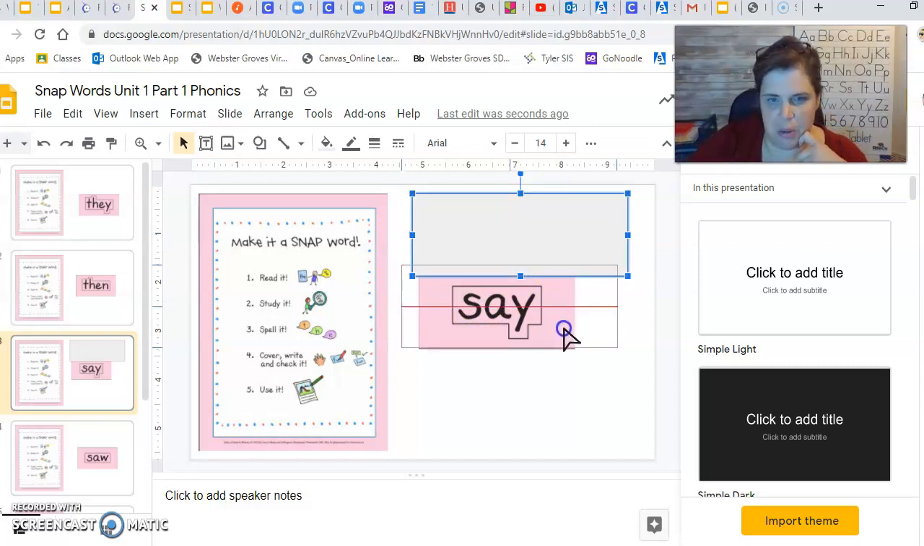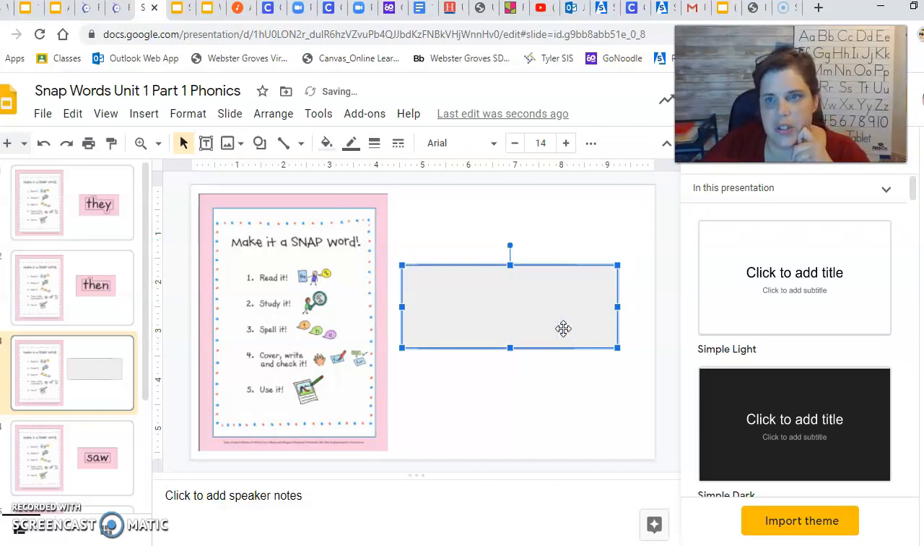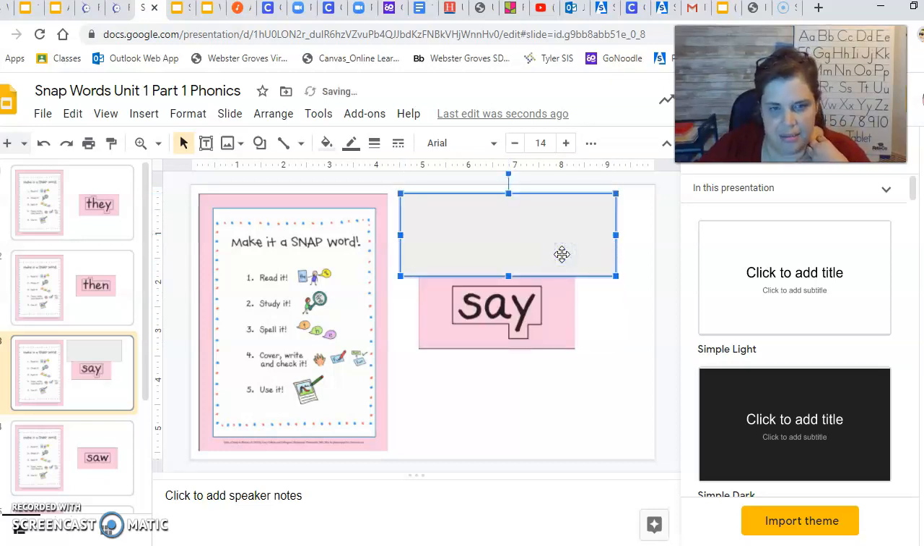Now I'm going to cover it up, and I want you to write it on your board. You can pause for as long as you need. All right, let's see what we've got. Double check it and fix anything you need to fix. You should have these 3 letters in exactly this order. And then we're going to practice using it.